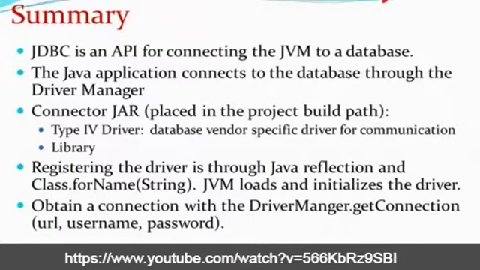The connector jar placed in the project build path contains a Type 4 driver, a database vendor-specific driver for communication, and a library. Registering the driver is through Java reflection and Class.forName. The JVM loads and initializes the driver at runtime. Obtain a connection with DriverManager.getConnection, passing the URL, username, and password.